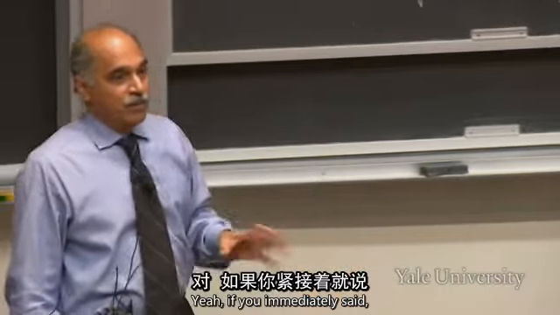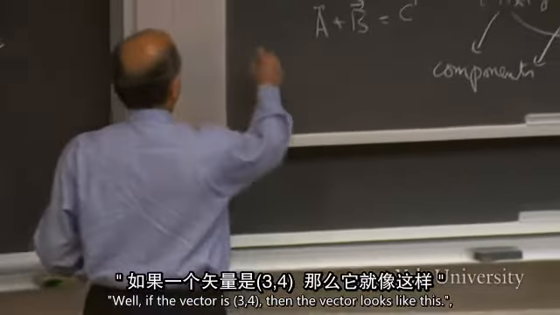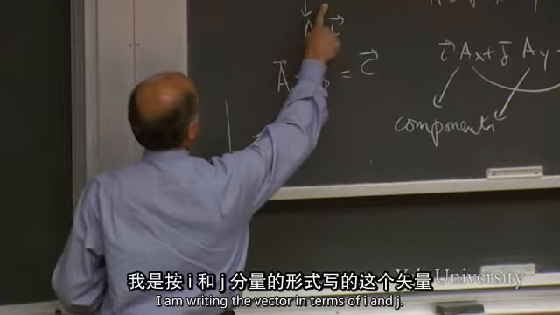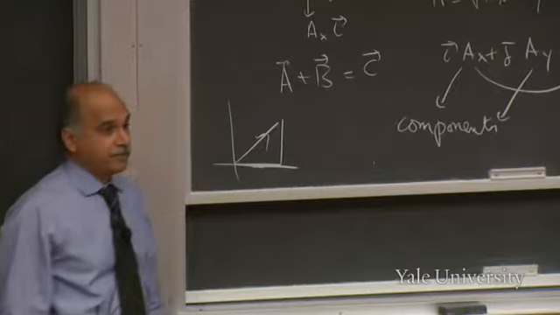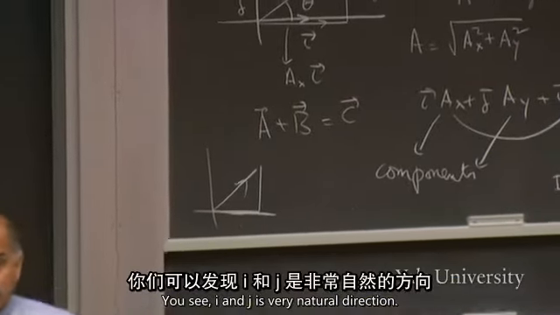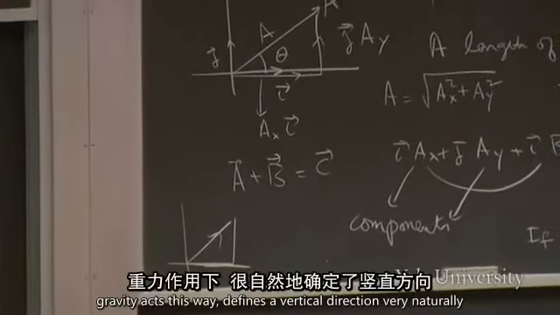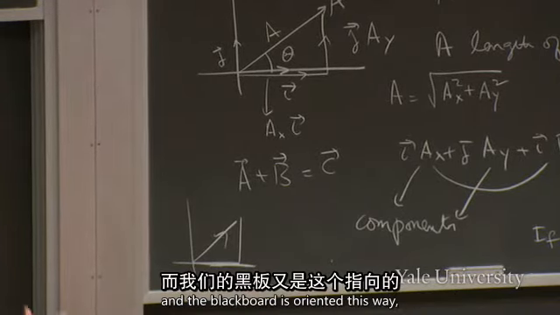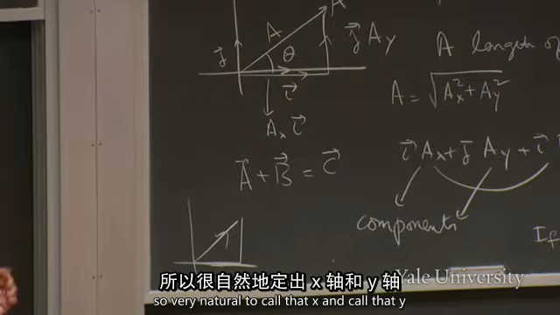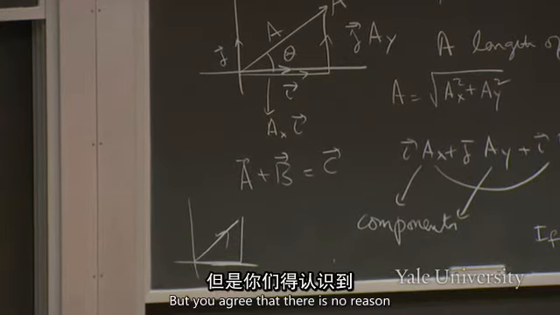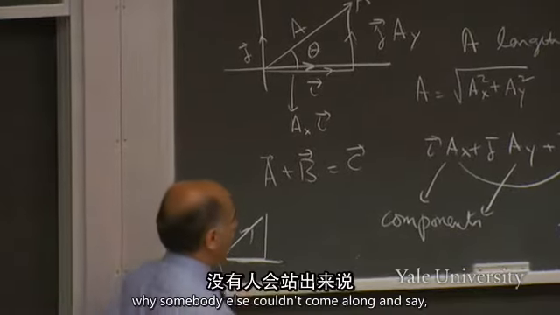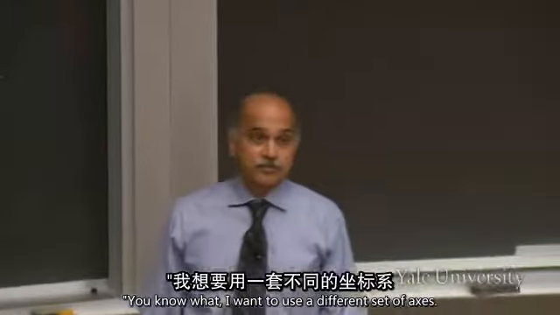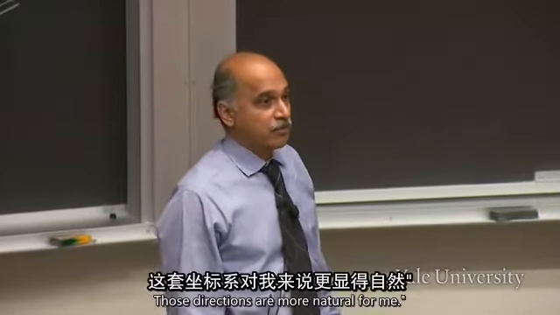Yeah, if you immediately said, well, if the vector is 3, 4, then the vector looks like this, you're making the assumption that I am writing the vector in terms of i and j. Now, see, i and j is a very natural direction. For most of us, gravity acts this way, defines a vertical direction very naturally. Then the blackboard is oriented this way. It's very natural to call that x and call that y and line up our axes. But you agree that there is no reason why somebody else couldn't come along and say, you know what, I want to use a different set of axes. Those directions are more natural for me.